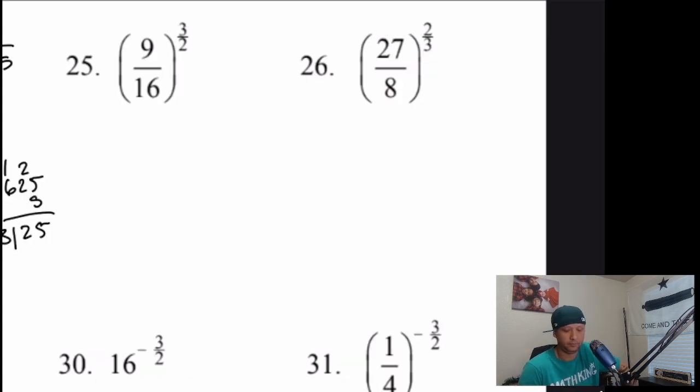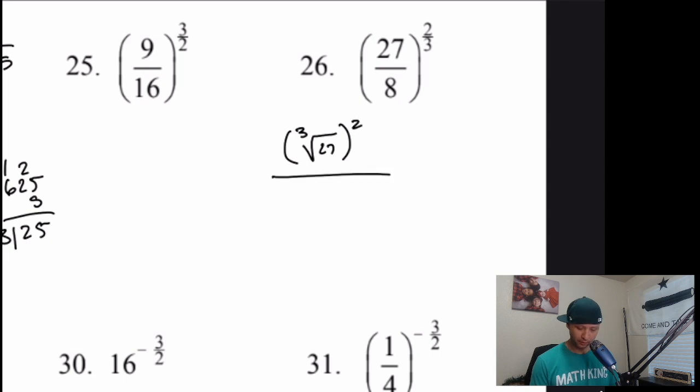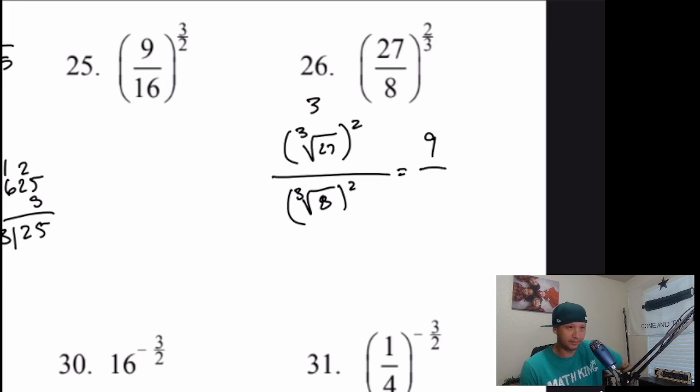All right, number 26. So this one definitely gets a little bit more interesting. The numerator is not 1 now, so this is a good example. So I'm going to take the cubed root of the top squared over the cubed root of the denominator squared. Okay, cubed root of 27 is just 3. And then 3 squared is 9. The cubed root of 8 is 2. 2 squared is 4.